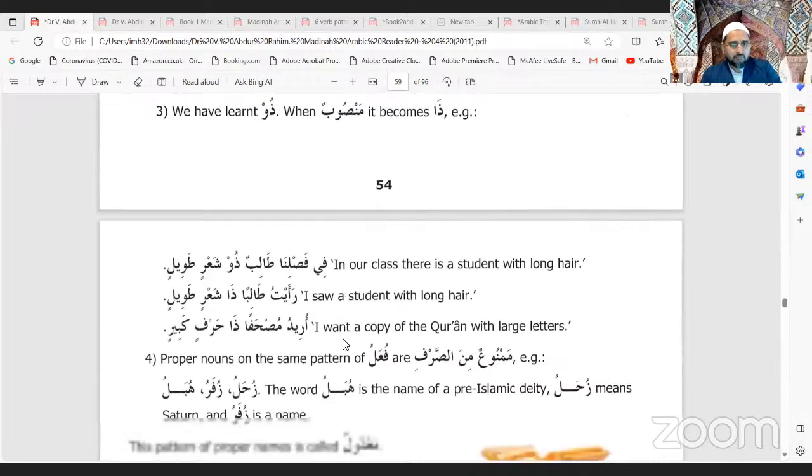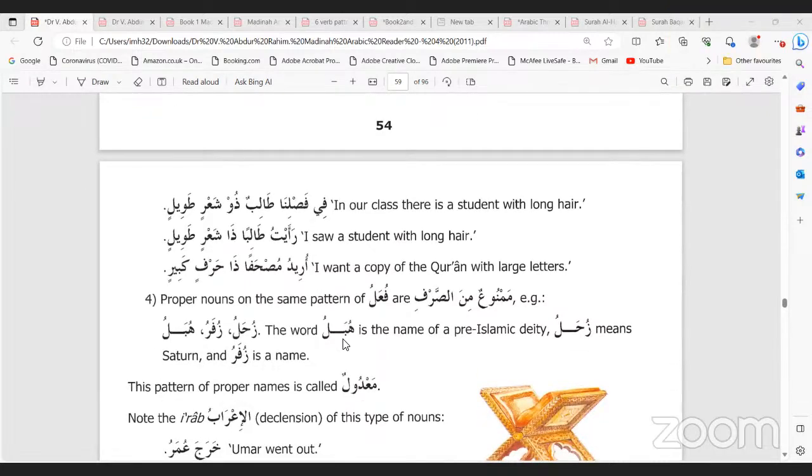Fi faslina talibun zu shairi sharan tawila. In a class, there is a student with long hair. Ra'aytu taliban za sharan tawilan. I saw a student with long hair. Uridu musafan za harfan kabira. I want a copy of the Quran with large letters.